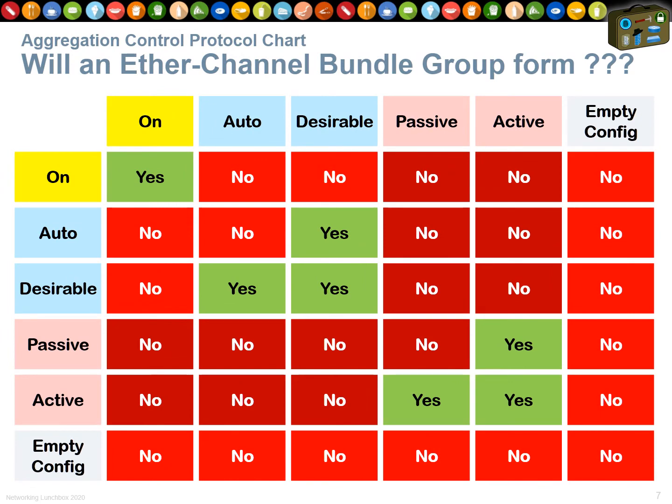It's a bit messy, but I'm hoping that it gives a bit of a clue. So PAgP is auto and desirable. LACP is passive and active. So you can see that passive and active, or active and active, yes, or auto and desirable, or desirable and desirable, yes, and on, yes, and all other combinations are not going to form a normal EtherChannel bundle.